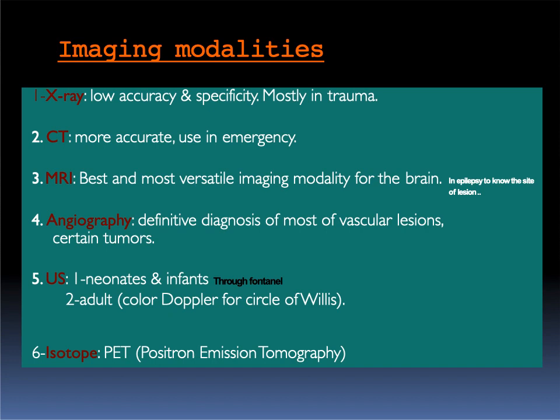We also, although we don't use it commonly, use isotopes. It is nuclear medicine, and we can use PET-CT or SPECT. The PET-CT is positron emission tomography, which is not available in our city. It's available actually in Erbil.